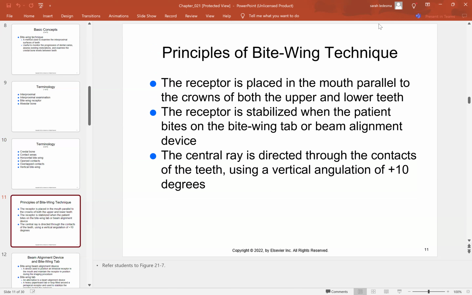Principles of bite wing technique. The receptor is placed in the mouth parallel to the crowns of both the upper and lower teeth. The receptor is stabilized when the patient bites on the bite wing tab or beam alignment device. The central ray is then directed through the contacts of the teeth using vertical angulation of plus 10 degrees.